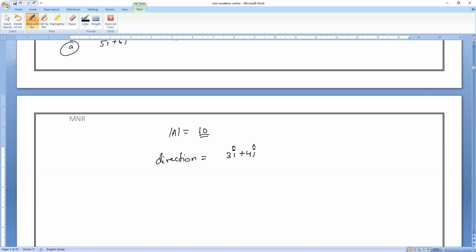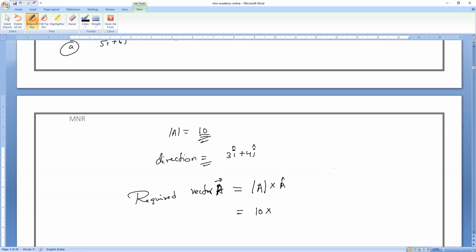Now they are asking what is the vector. So we have to find the required vector. Let me take the required vector as A, A with an arrow above. Now tell me what is the formula? Required vector A is equal to mod A into the unit vector. So we all know, mod A is 10, into the unit vector direction.